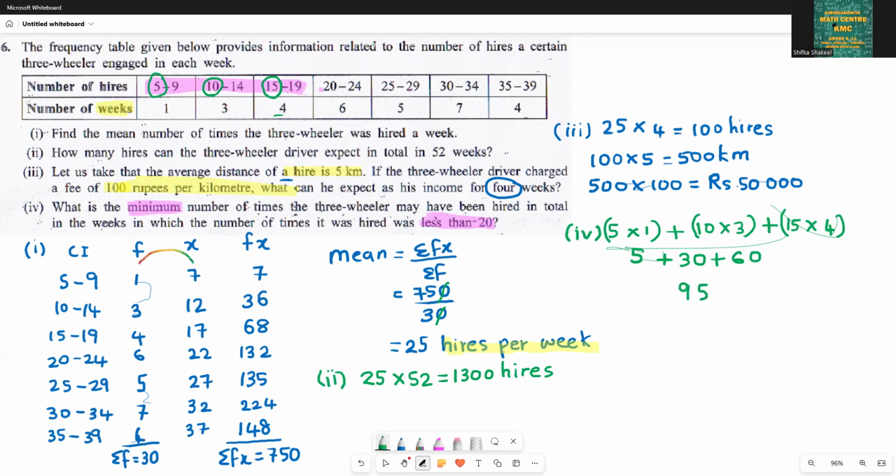In the weeks in which the number of times it was hired was less than 20, the minimum number of times the three-wheeler may have been hired in total is 95. Among these three class intervals we select the minimum: 5 into 1, 10 into 3, 15 into 4, altogether 95 times. Okay, thank you.